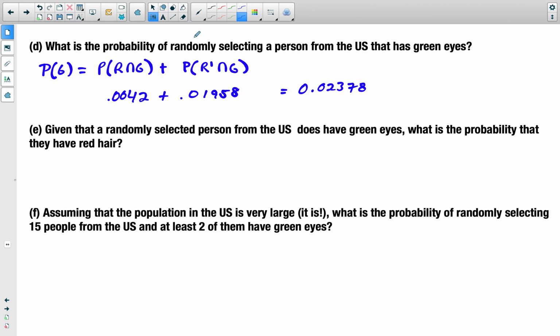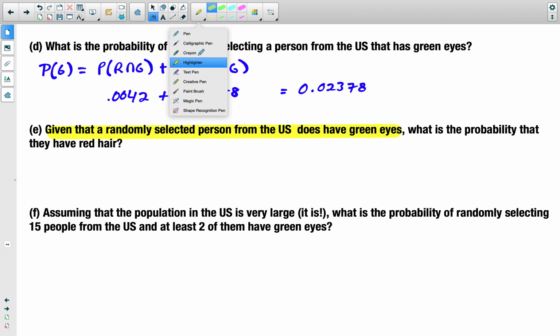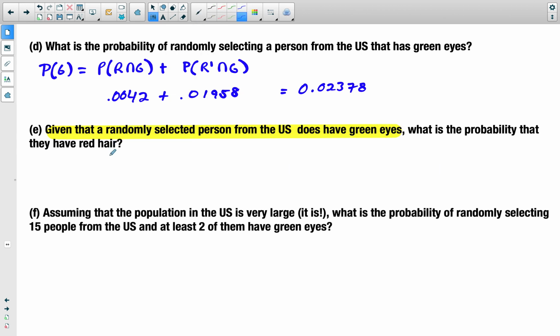Okay, here we go again. Given that a randomly selected person in the U.S. does not have green eyes, so I know I have a condition. I have knowledge that they do not have green eyes. So I'm going to skip to, what is the probability that they have red hair? So red hair, given that they do, does have green eyes, sorry. So it's the probability of both, so red hair and green eyes, over the probability of green eyes.